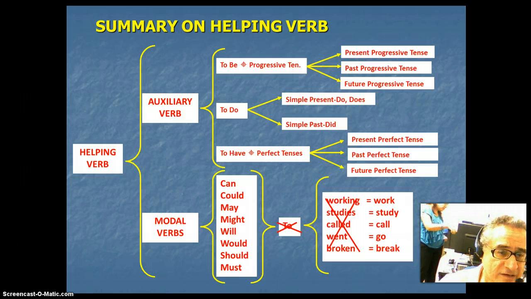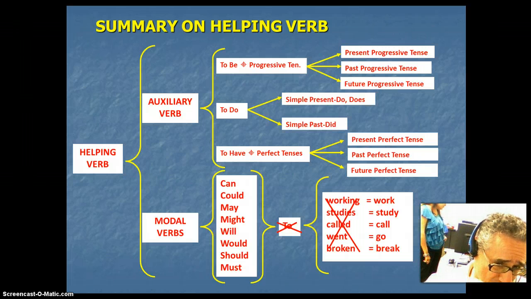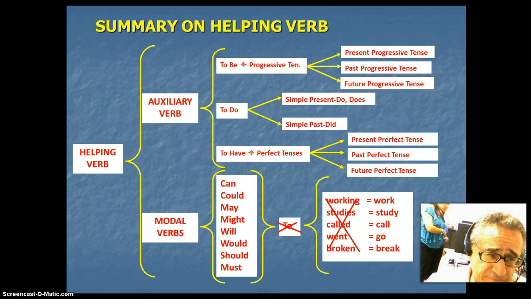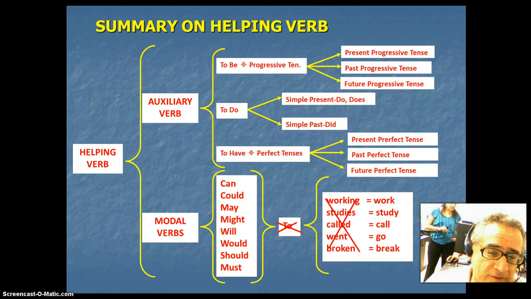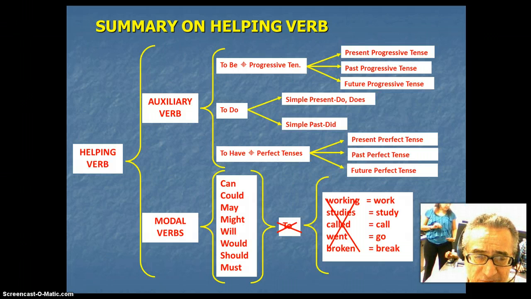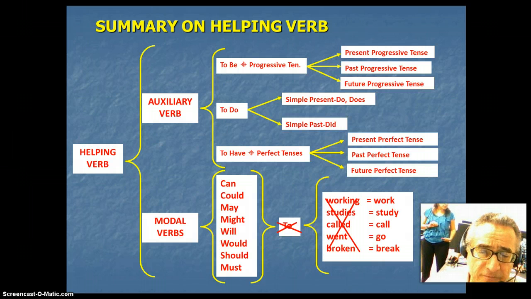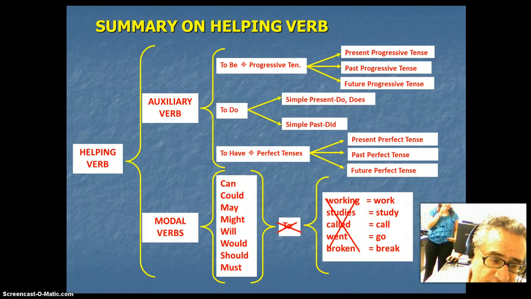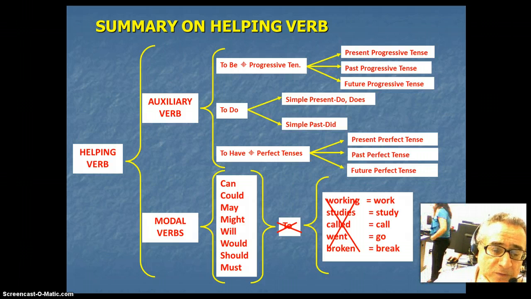Okay, so this is like a summary of all the helping verbs. We can classify helping verbs into auxiliary verbs and modal verbs. Auxiliary verbs in general are to be, forming the progressive. Okay, and to do, forming simple present or simple past, and to have, forming present perfect, past perfect, and future perfect. On the other side, we have the modal verbs that you already know: can, could, may, might, will, would, should, must.